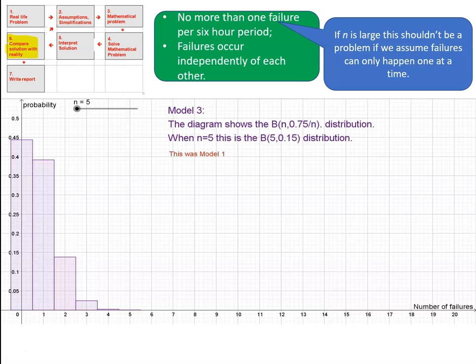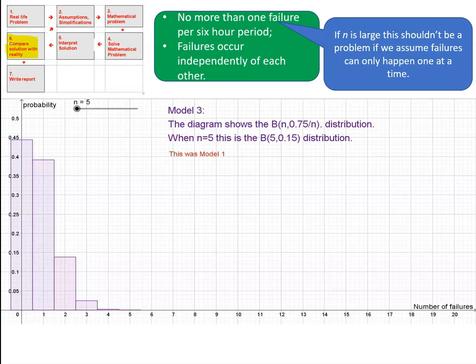Well, if n is large, the first assumption shouldn't be a problem, because if we take n to be a very large number, the length of time that we've got, 120 over n, is going to be very small. It will probably be smaller than the time that it takes to rectify the failure. And basically we're going to replace this assumption by simply saying that failures can only happen one at a time. And we've also got to continue to assume that the failures occur independently of each other.